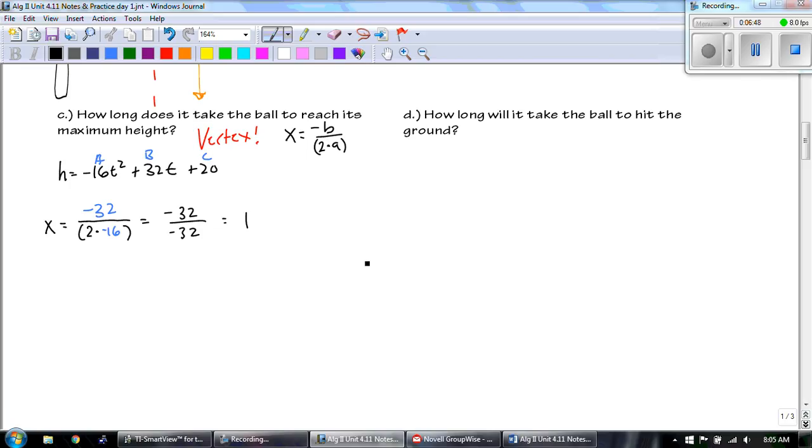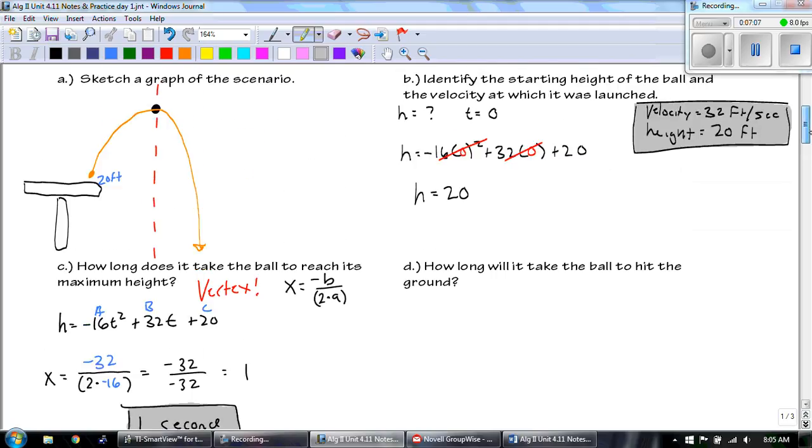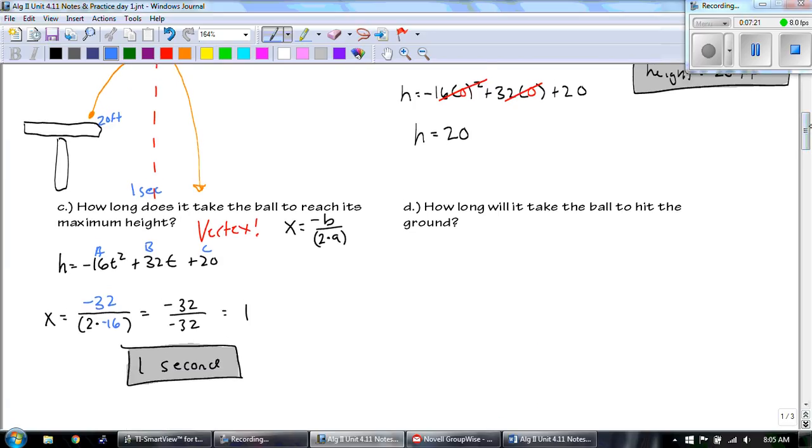So how long does it take for the ball to reach its maximum height? Well, it takes 1, and we're talking about seconds. Okay, so I know that right here, this is now 1 second to get to that high point. But our next question is, how long will it take to hit the ground? So remember, they either tell us the h or they tell us the t.